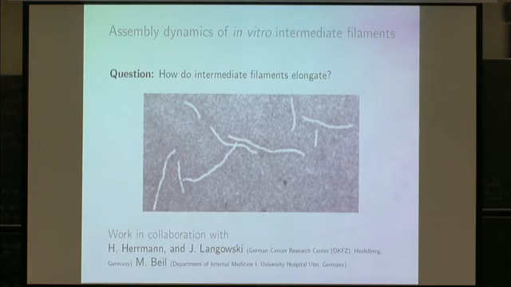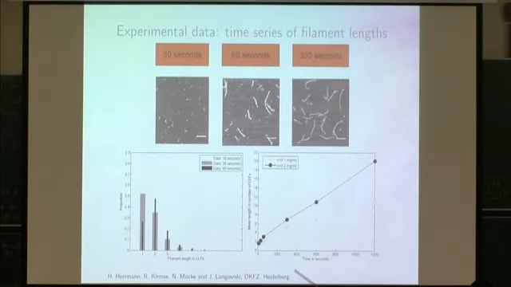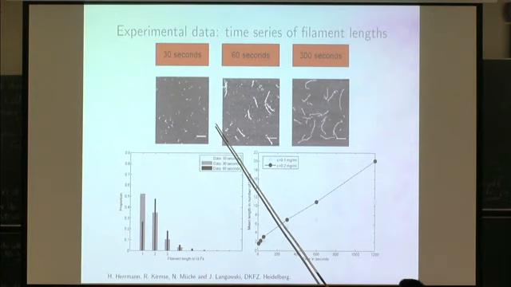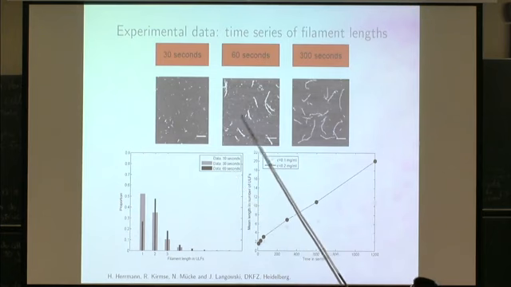So how can a filament be organized, for the intermediate filament? This work has been done in collaboration with a lab in Heidelberg. Here we are going to work in vitro and with vimentin. Vimentin is from a mesenchymal cell. So what they do is they purify the vimentin, and they wait for some time.